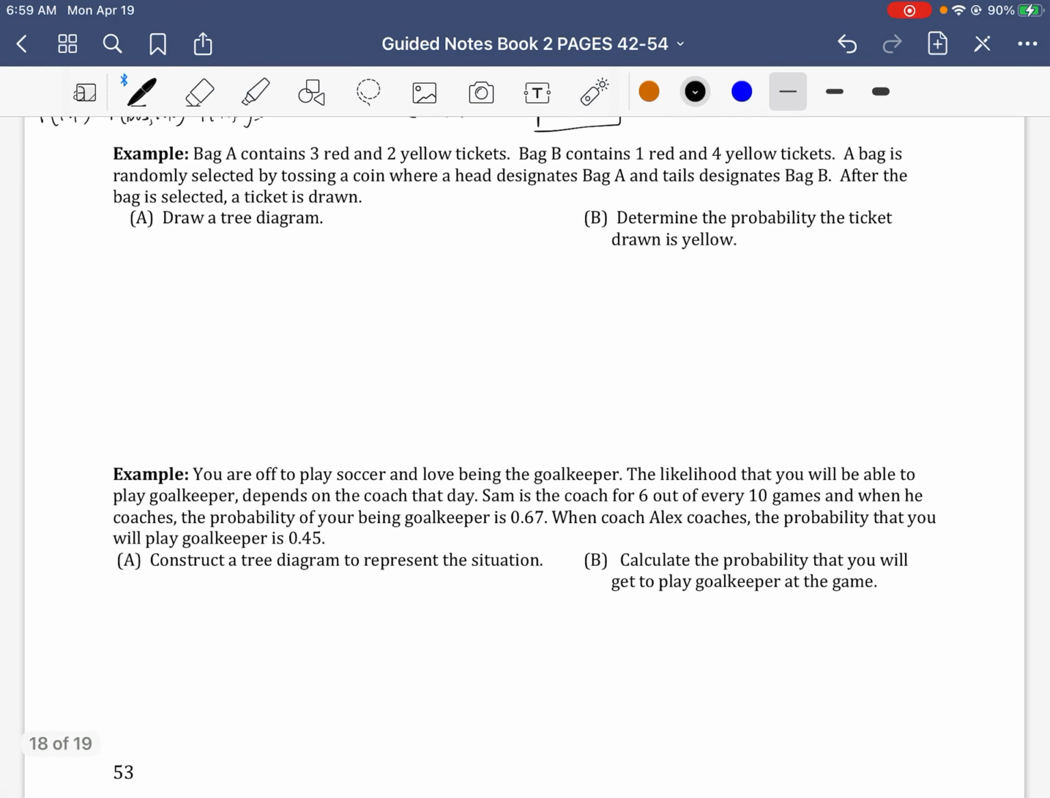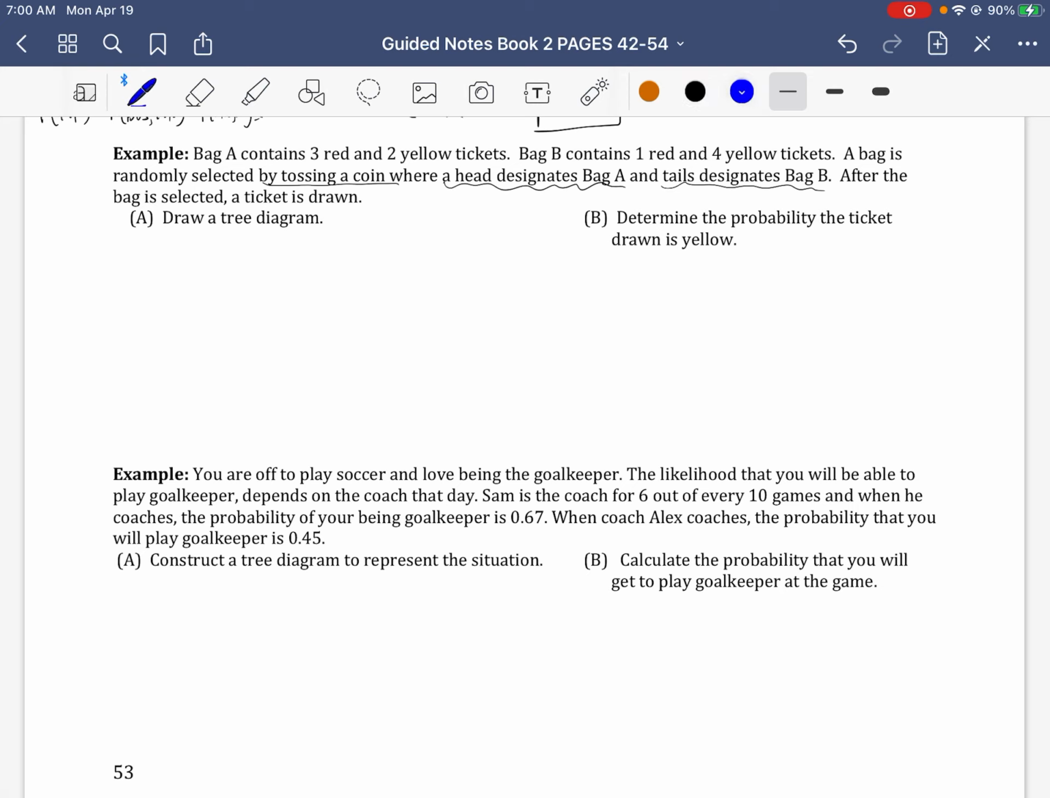So in this example, bag A contains 3 red and 2 yellow tickets. Bag B contains 1 red and 4 yellow tickets. A bag is randomly selected by tossing a coin, where head designates bag A and tails designates bag B. After the bag is selected, a ticket is drawn.